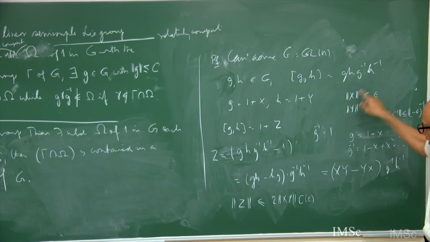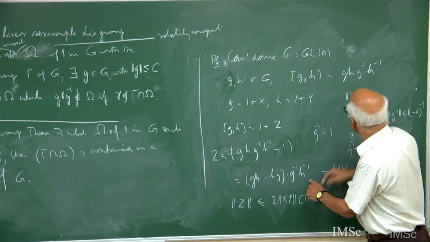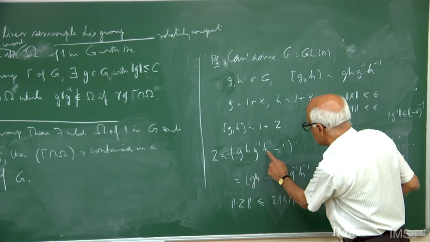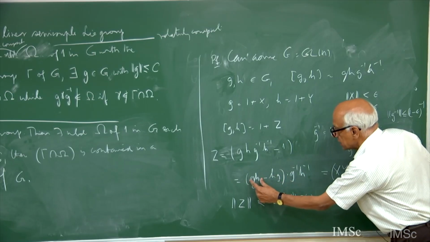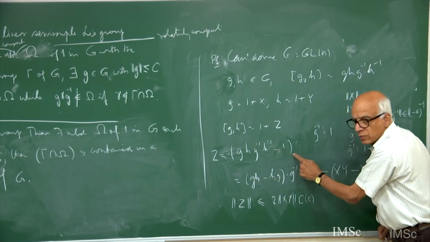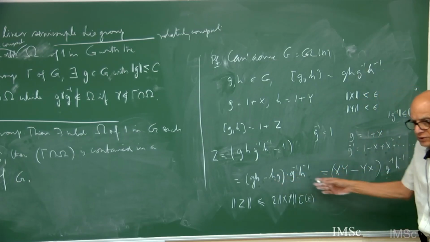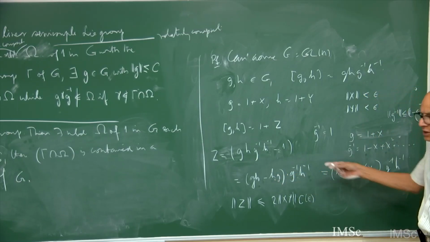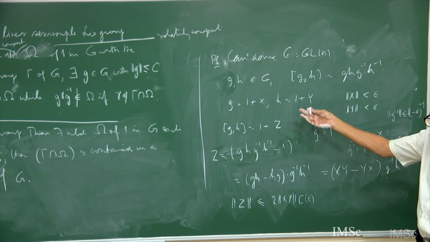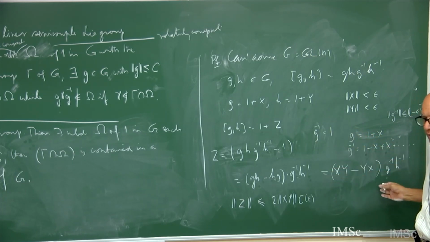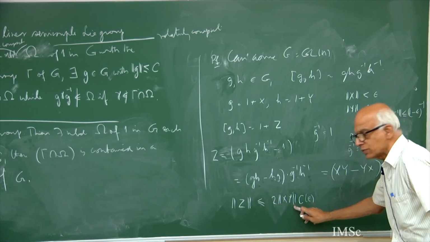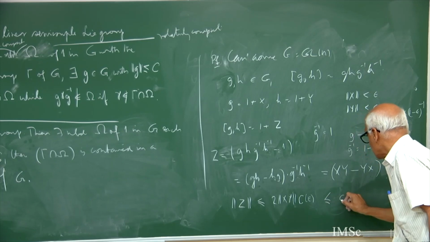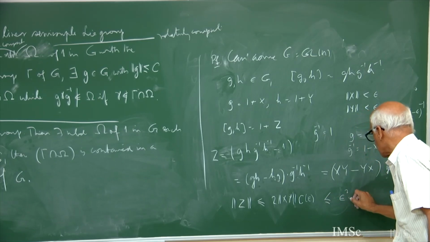Yeah, G H G inverse H inverse minus 1 is G H minus H G into G inverse H inverse, G H, that is the first term, and this is 1. So that is why I have written it like this, which is the same as X Y minus Y X, because 1 commutes with everything, so same as X Y minus Y X. So for X Y minus Y X, I know it is less than or equal to 2 norm X Y. So norm Z therefore becomes less than or equal to twice norm X norm Y times C epsilon, which is less than or equal to epsilon square times C epsilon.